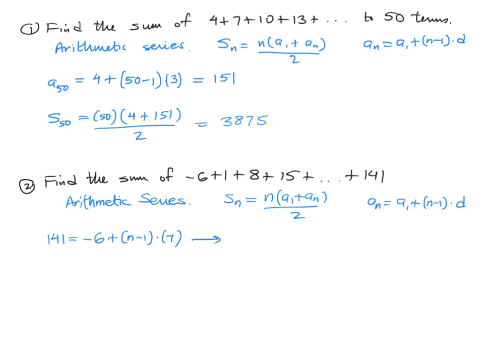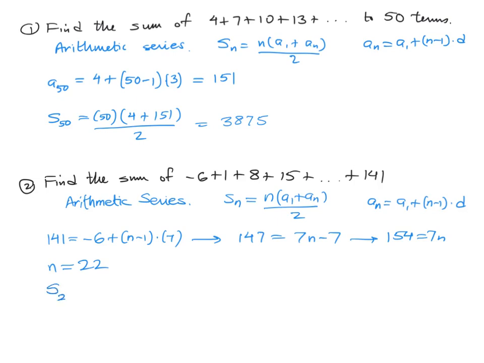So here we go. I add 6 to both sides, so 147 equals 7n minus 7. Add 7 to both sides to get 154 equals 7n. When you divide both sides by 7, you get n equals 22. So now we think about our series. We know the number of terms now is 22. We know the first term is -6. We know the last term is 141, which is divided by 2. So now we have all the pieces we want.